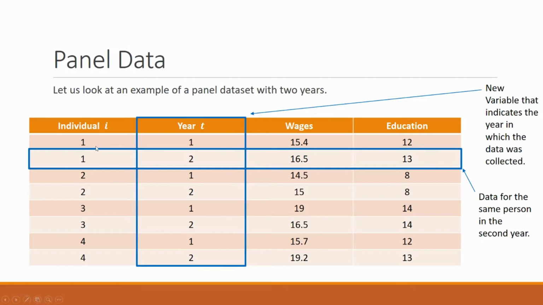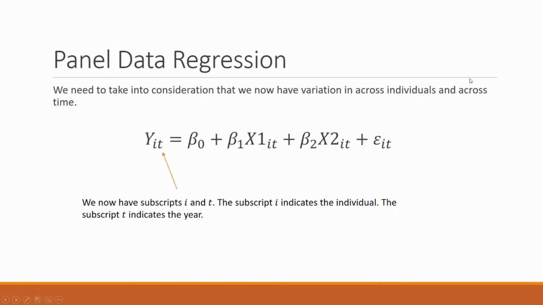So you can see that even for person 1, their wages are different across time. For person 1, their wage is 15.4. For person 1 in year 2, their wages are 16.5. And so now we have variation across individuals and across time. And therefore, when we conduct an analysis using panel data, we need to take into consideration that when we run our regression, we have variation both in terms of individuals and in terms of time.